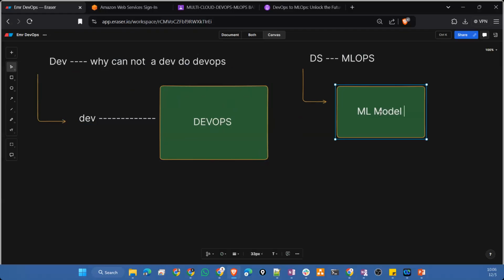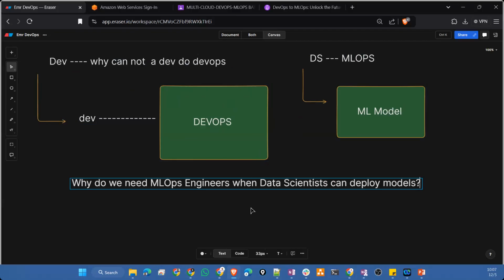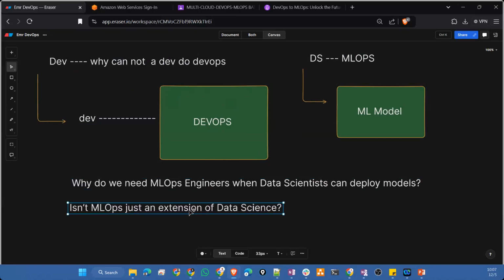Many people online are asking the same question: why do we need an MLOps engineer when data scientists can deploy the models? This is the answer. Another very popular question: isn't MLOps just an extension of data science? No, not exactly. While data science focuses on building models, MLOps ensures those models perform reliably in production, scaling workflows and automating the process operationally. This is the operational backbone for machine learning.